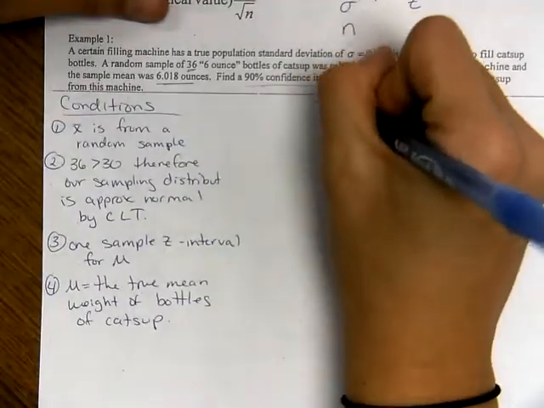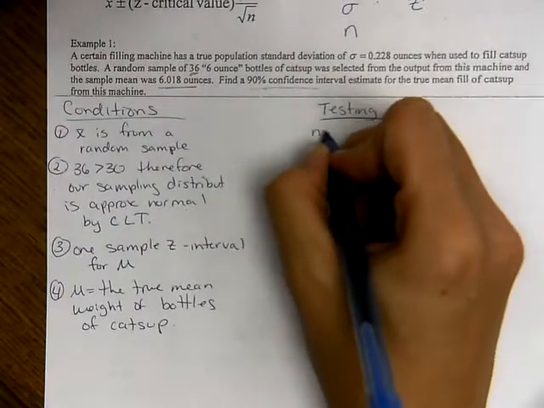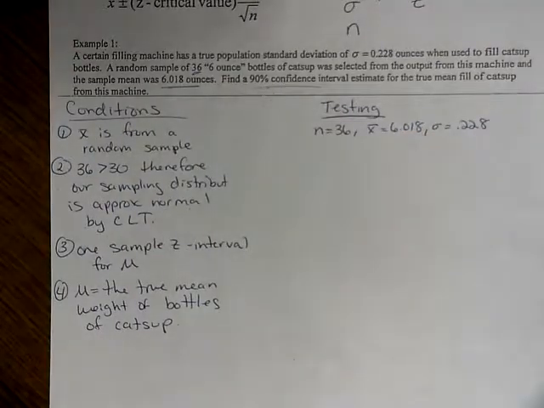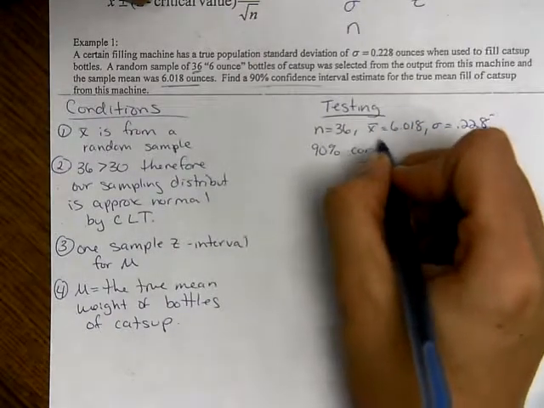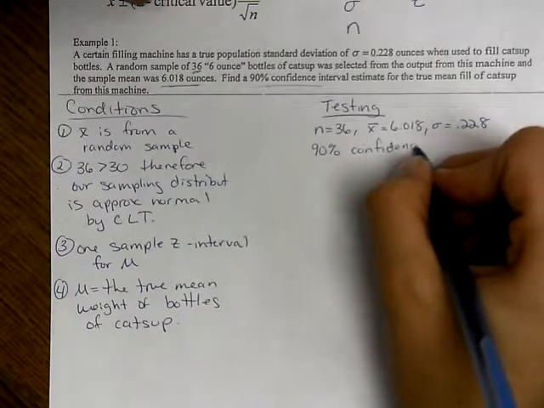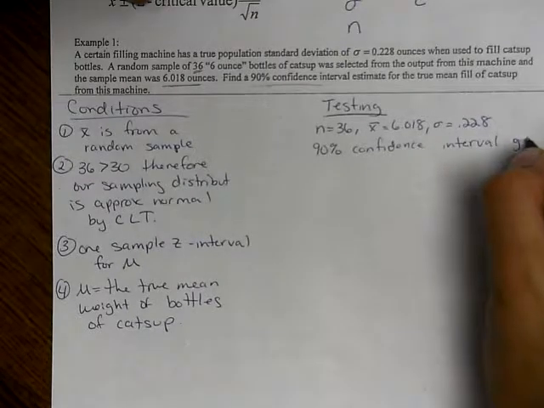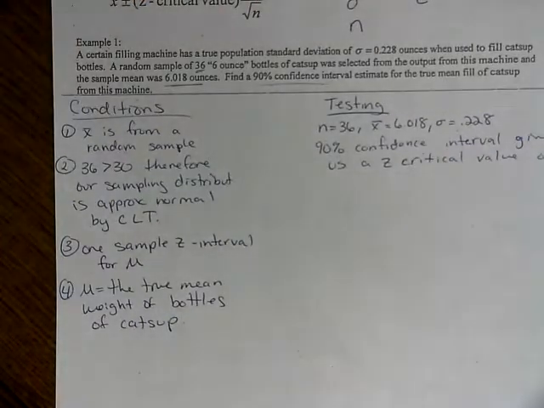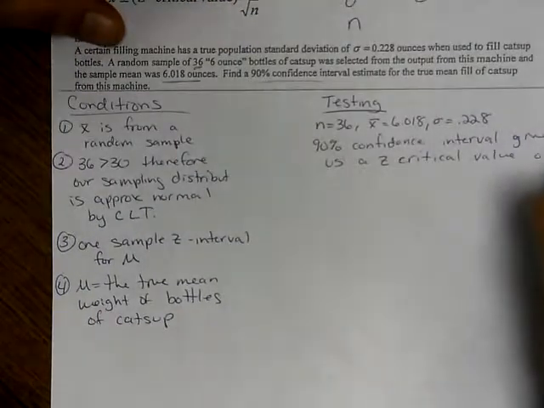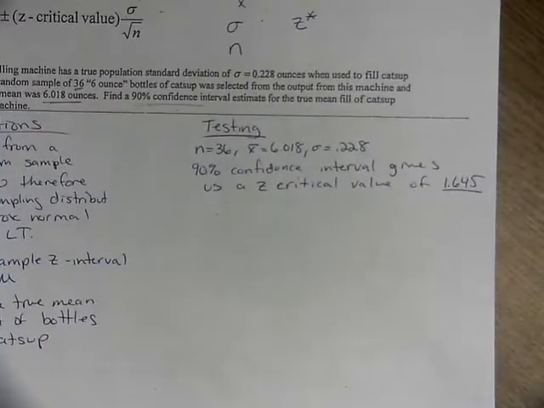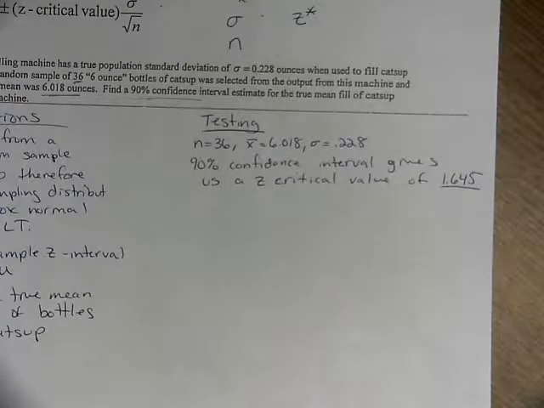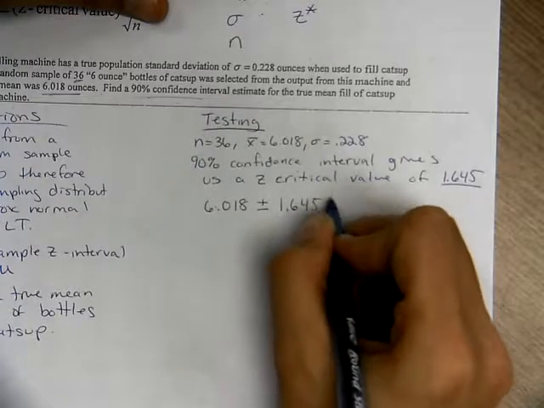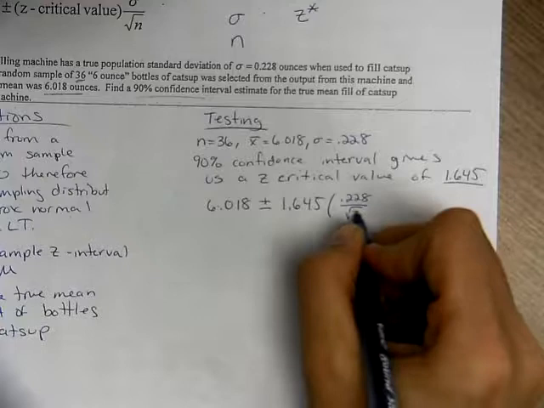Now we're going to do our testing. Always give me the pertinent information. So we know n is 36. We know x bar is 6.018. Sigma was 0.228. A 90% confidence interval gives us a z critical value of, now if you can't remember it, you can always look it up, but it's 1.645. So list the information, write your sentence about our z star, then plug in the formula. It's 6.018 plus or minus 1.645 times 0.228 divided by the square root of 36.